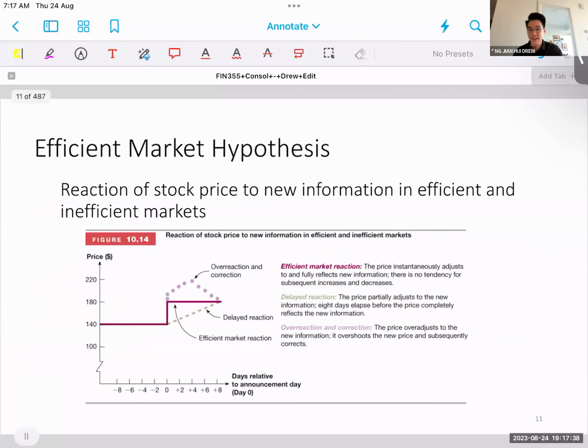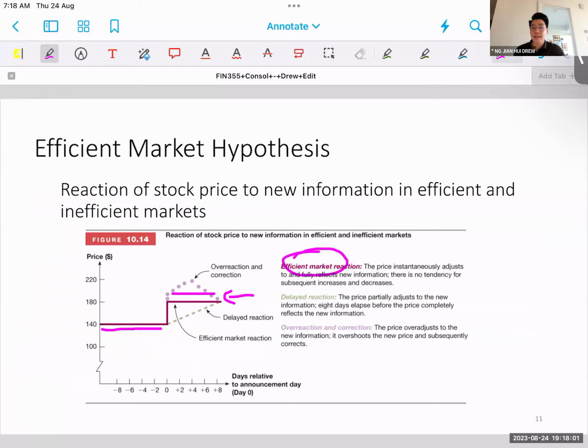Okay, perfect. All right, so in an efficient market, what happens is that ideally, if new information is introduced in the market, let's say it's positive information, and the price is going like this, in the efficient market the price should immediately jump to the next level here, right? And this is an efficient market reaction.